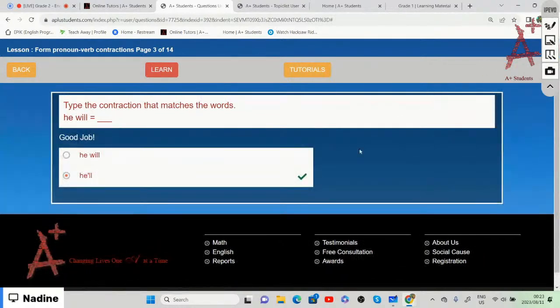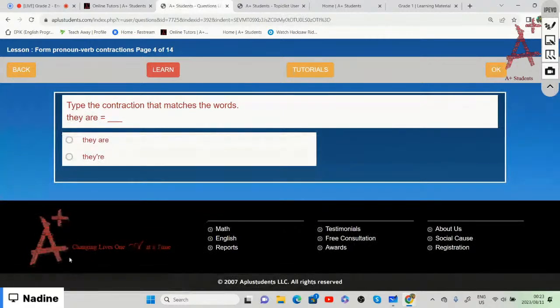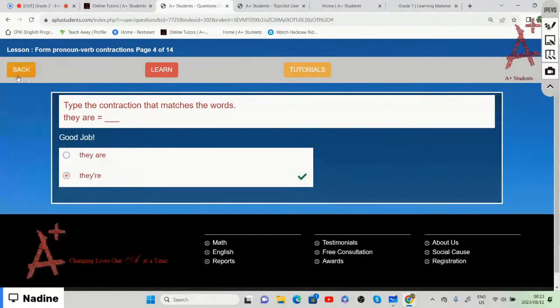All right, let's do one more. They are, right? Is it they are or they're? So we will say they're instead of they are, because now it is a shortened word for they are.